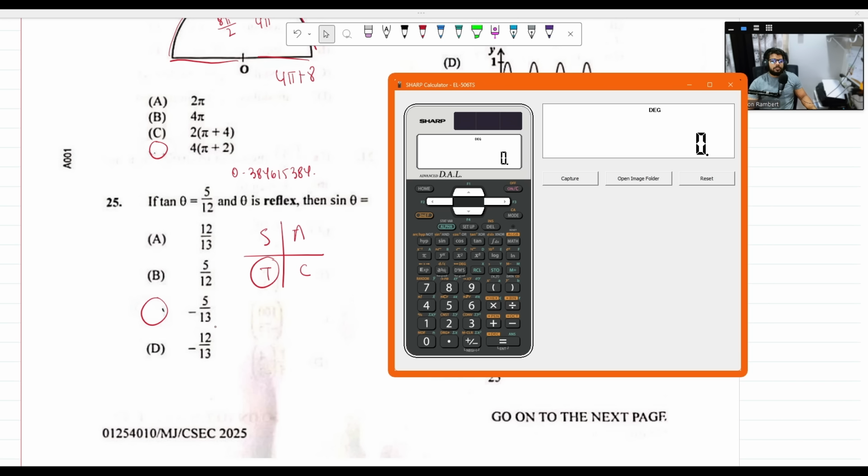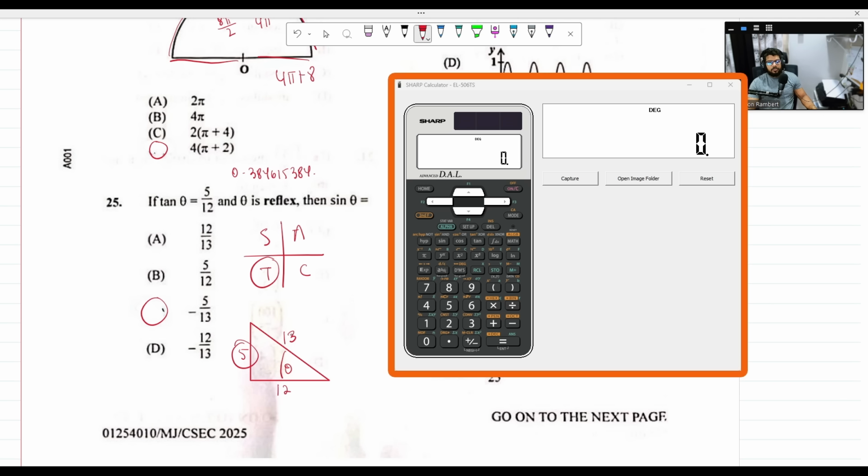Right, the other way to do this is drawing a right angle triangle. Tan theta is opposite over adjacent. By Pythagoras theorem, this is 13. Sine theta is going to be opposite over hypotenuse, which is 5/13. And again, theta is reflex. Sorry, so since theta is reflex, sine is going to be negative. My bad, I was focusing on tan. Sine is going to be negative.